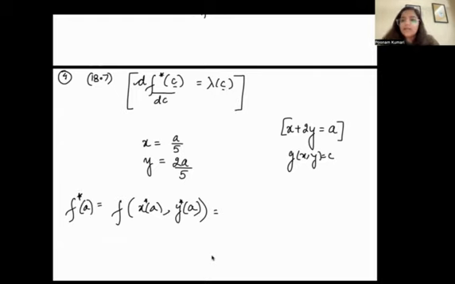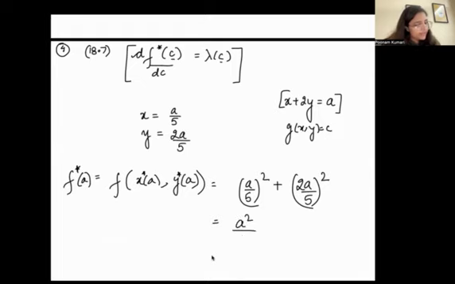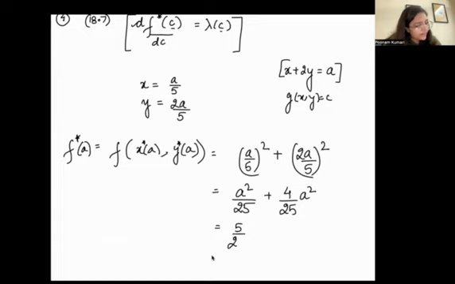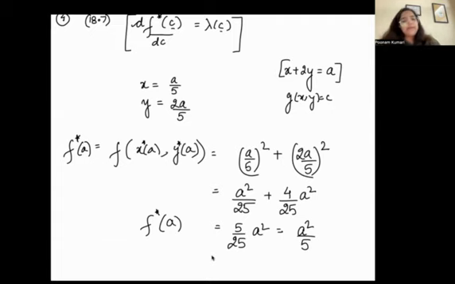f*(a) is nothing but the function value at these optimal points. So what was my function? x squared plus y squared. So this is (a by 5) whole squared plus (2a by 5) whole squared, right? So what do we get? a squared by 25 plus 4 by 25 a squared. So what do I get? 5 by 25 a squared. So that is a squared divided by 5, right? This is my f*(a) value, right?